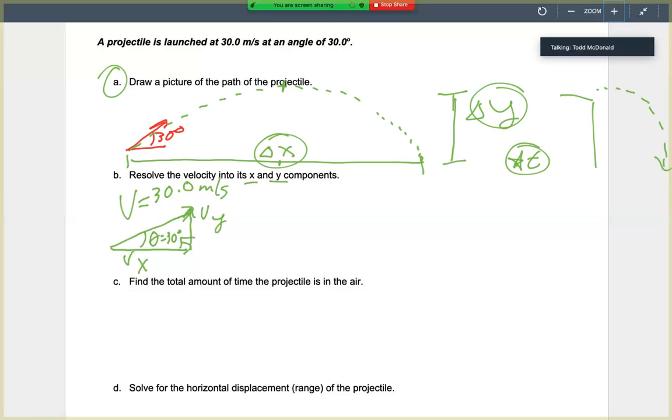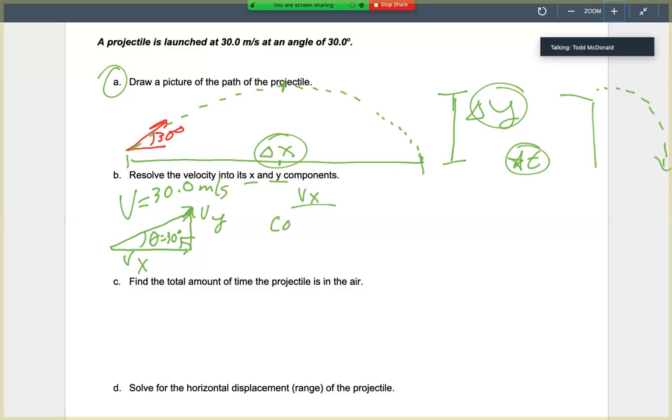This is just a right triangle. So let's deal with X first. This goes back to trig functions. We want to find the X component. That is adjacent to that angle. That's right next to the angle. So we're going to have to use our cosine function.